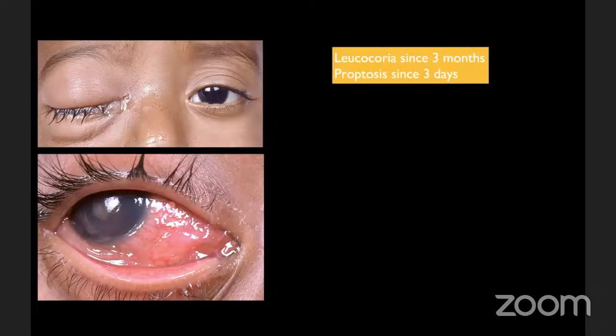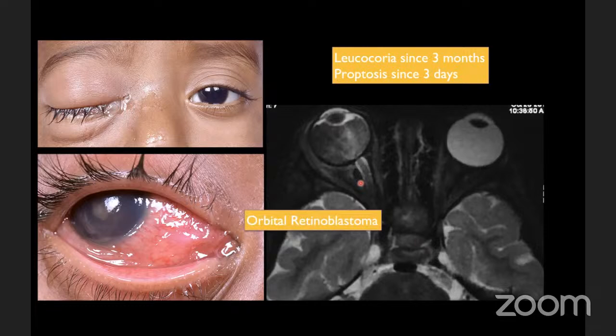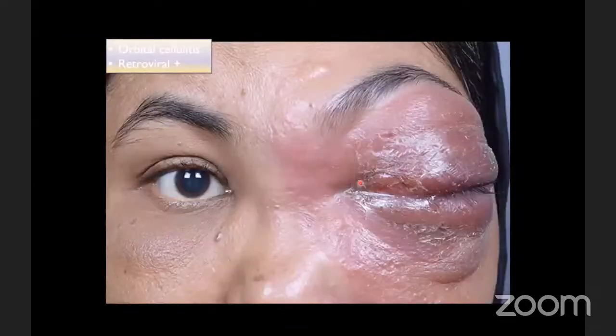Now, this is a child who presented with leukocoria or altered pupillary reflex, which was present since 3 months, and there was sudden proptosis. So in these kinds of cases, obviously, a tumor should be suspected. And like I was mentioning previously, any tumor can mimic a cellulitis. So it is termed pseudo-orbital cellulitis. And this is an MRI image demonstrating the intraocular tumor with areas of increased hyperintensities. So that was an orbital retinoblastoma.